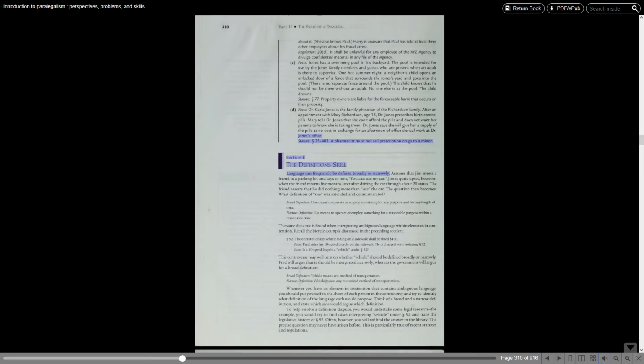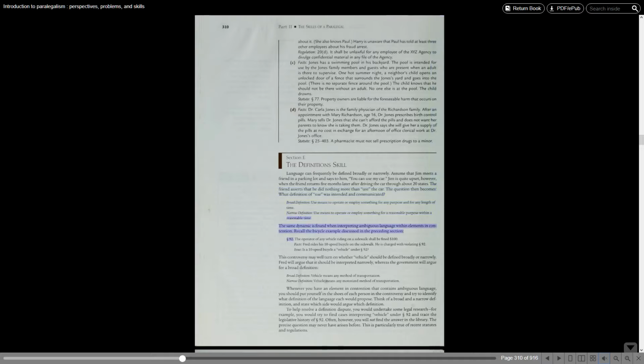Section E. The definition's scope language can frequently be defined broadly or narrowly. Assume that Jim meets a friend in a parking lot and says to him, "You can use my car." Jim is quite upset, however, when the friend returns 5 months later after driving the car through about 20 states. The friend asserts that he did nothing more than use the car. The question then becomes, what definition of use was intended and communicated? Broad definition. Use means to operate or employ something for any purpose and for any length of time. Narrow definition. Use means to operate or employ something for a reasonable purpose within a reasonable time.